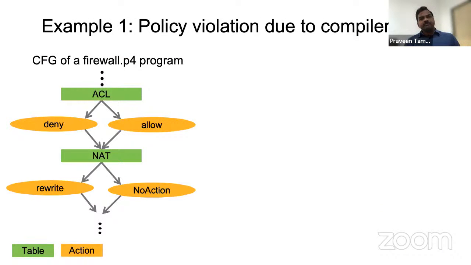So, to motivate further, here is one concrete example of the possibility of policy violation due to compiler bugs. Consider a firewall program that includes ACL and NAT, and the control flow graph of the P4 program would look something like this, where the ACL table has two actions, deny and allow, and NAT has again two actions, rewrite, which translates or rewrites the private IP to public IP.